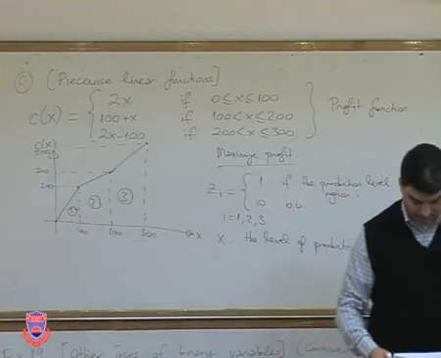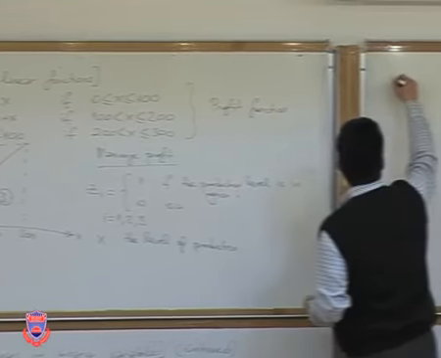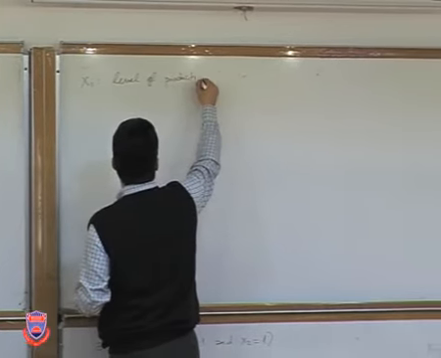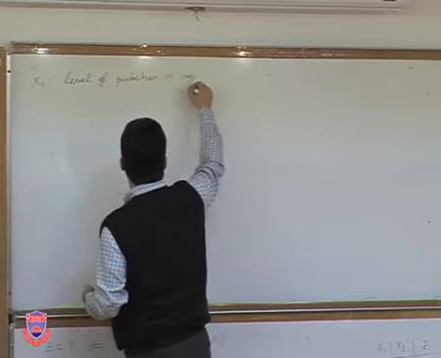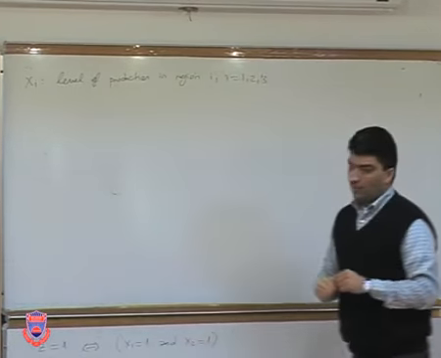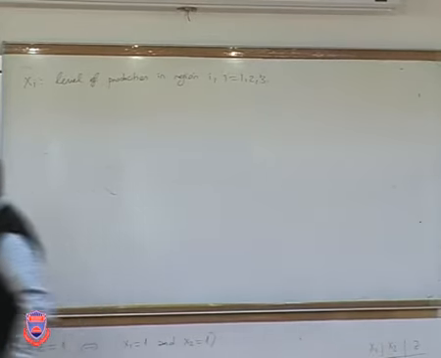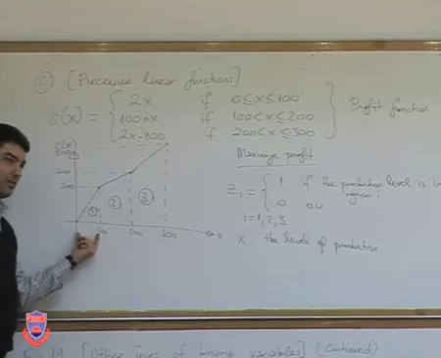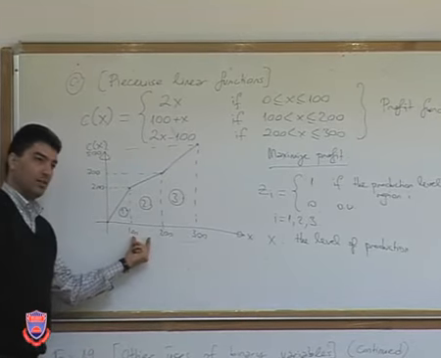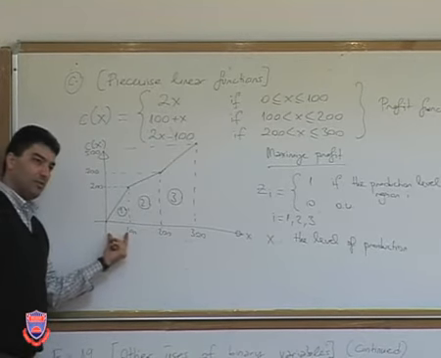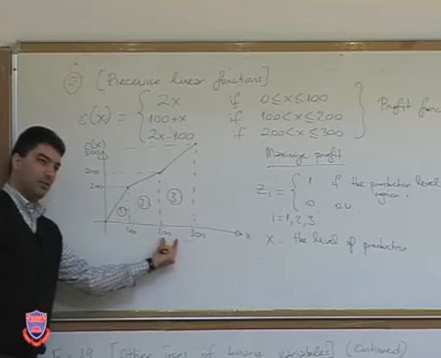I will simply define xi to be the level of production in region i, where i will be 1, 2, or 3. So what does that mean? Here's what I'm thinking. Suppose that x is equal to 150. Then I should first produce 100 in this region, and then I should produce 50 more in the second region. If x is equal to 220, then I'm going to produce 100 in the first region, plus 100 in the second region, plus 20 in the third region.